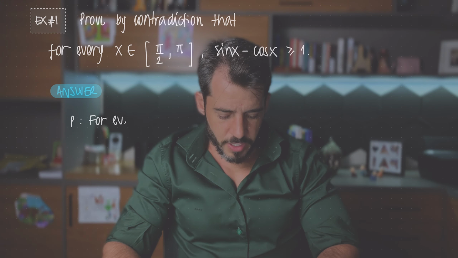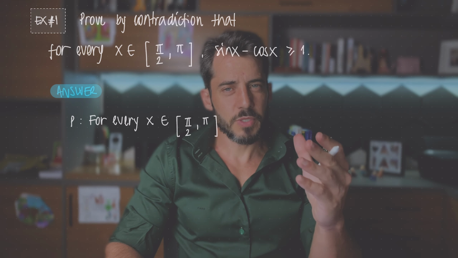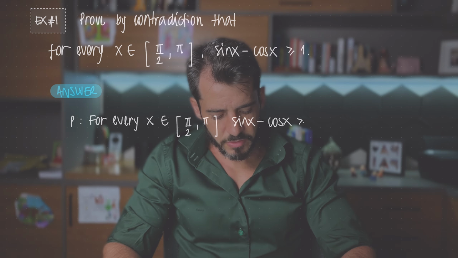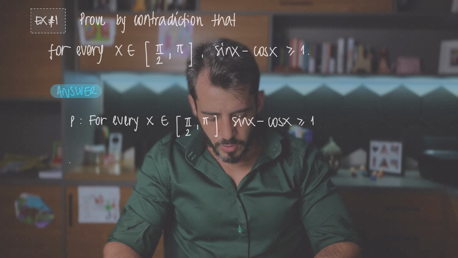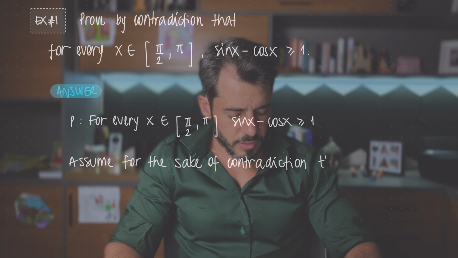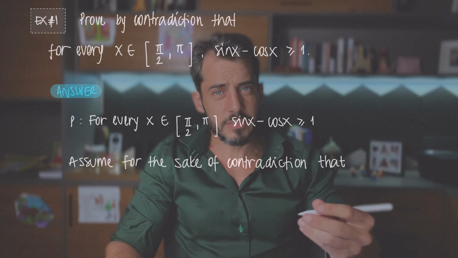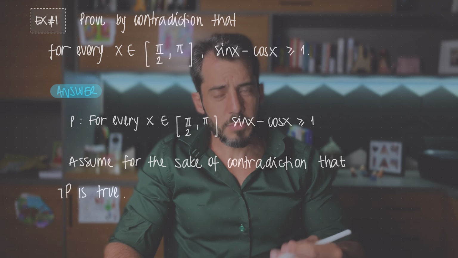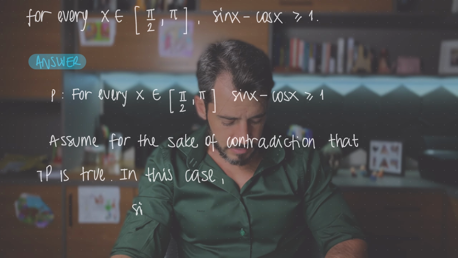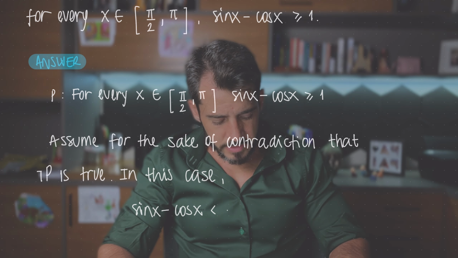So let's get to it, starting with exercise number 1. So again, we're going to start exercise number 1, writing the proposition. What is the proposition P? For every x value which lies in between pi over 2 and pi, including pi over 2 and pi, sine of x minus cosine of x is greater than or equal to 1. We are going to assume, for the sake of contradiction, that not p, and of course you have to write what not p is true. And in this case, not p means that for x values in this interval, sine of x minus cosine of x is less than 1.